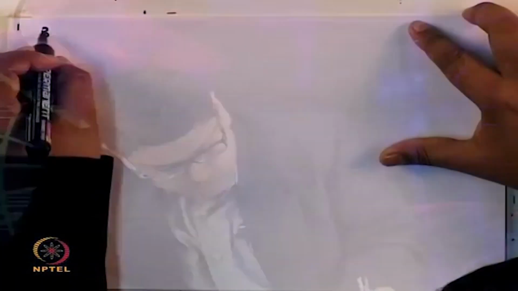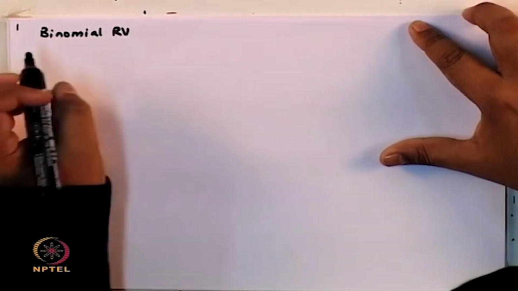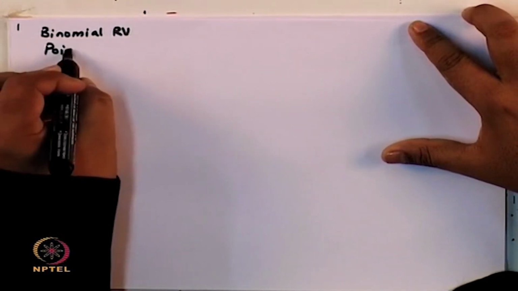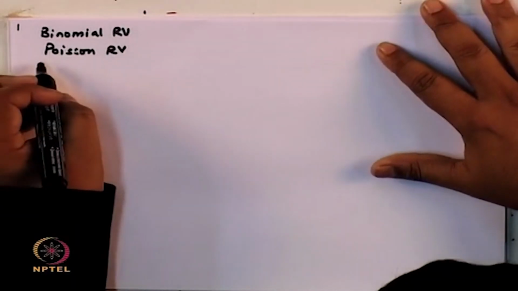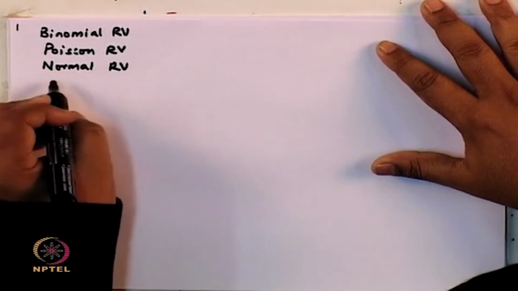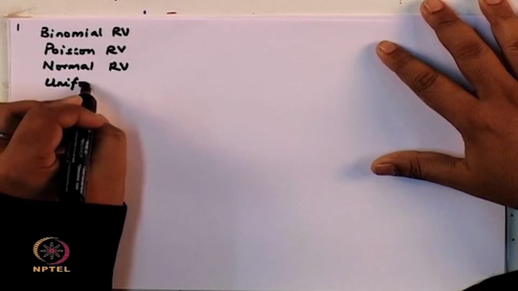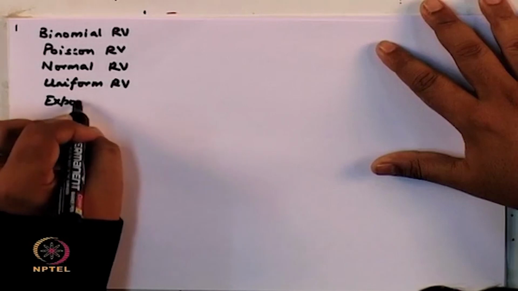Hello and welcome to today's lecture. In the last few lectures we had discussed the various kinds of special random variables. These include the binomial random variable, the Poisson random variable, the normal random variable, the uniform random variable, and the exponential random variable.